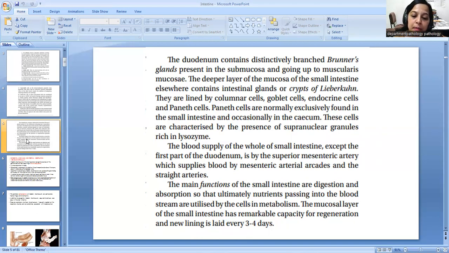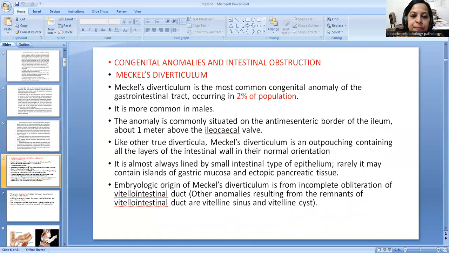The blood supply of the whole of small intestine, except the first part of the duodenum, is by the superior mesenteric artery, which supplies blood by mesenteric arterial arcades and the straight arteries. The main functions of the small intestine, as we all know, are digestion and absorption, so that ultimately nutrients passing into the bloodstream are utilized by the cells in metabolism.